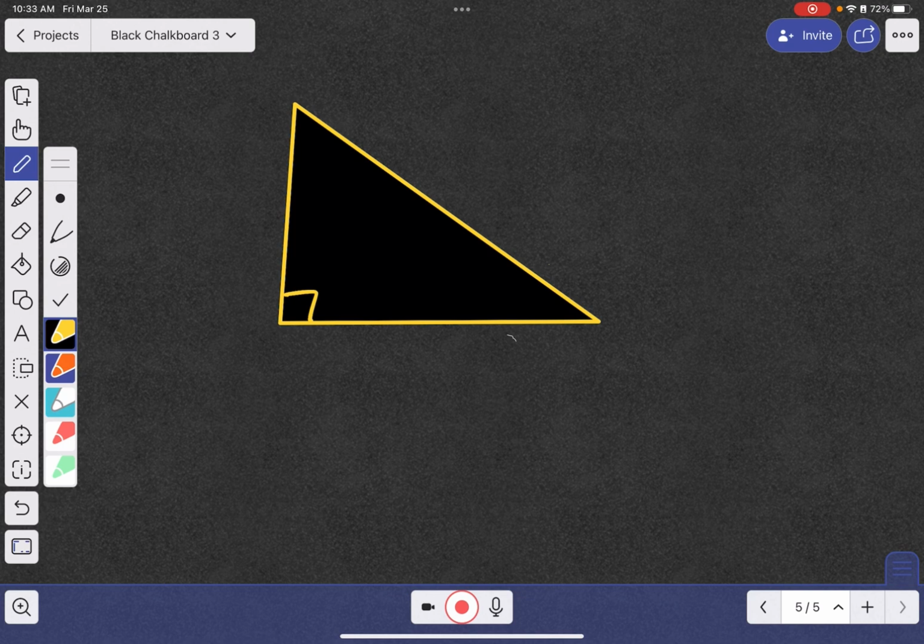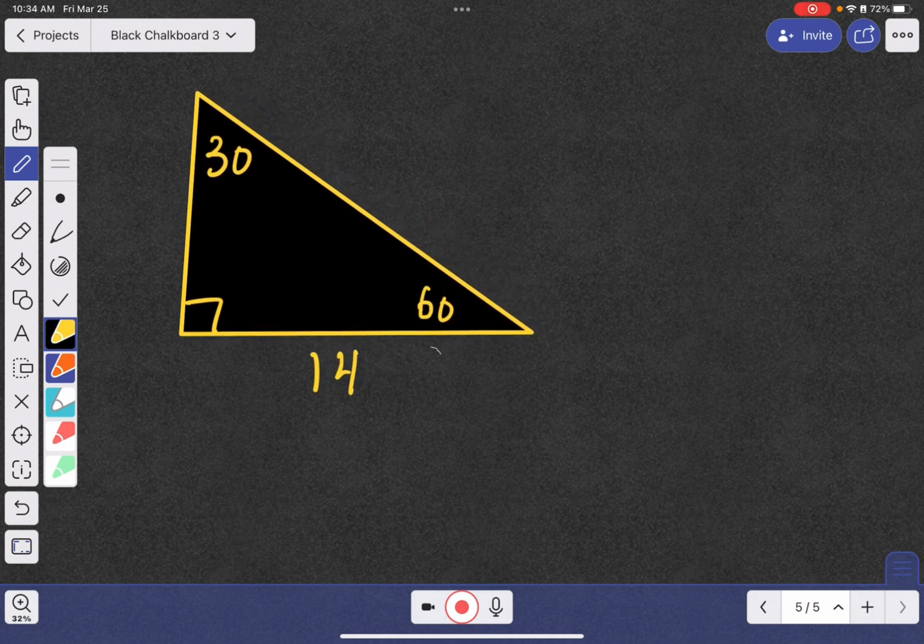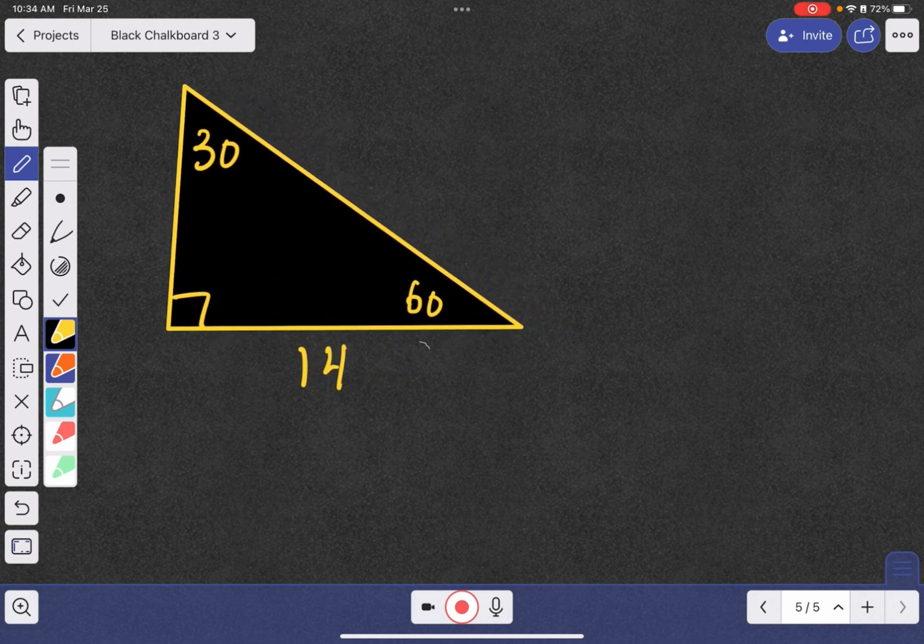There's our 90. I'm going to make this our 30 this time, and I'm going to make this our 60. And I'm going to tell you that this side is 14. So I'm going to label sides first. The side opposite the 30 is n. So here's my 30 degree angle. Side opposite is n.